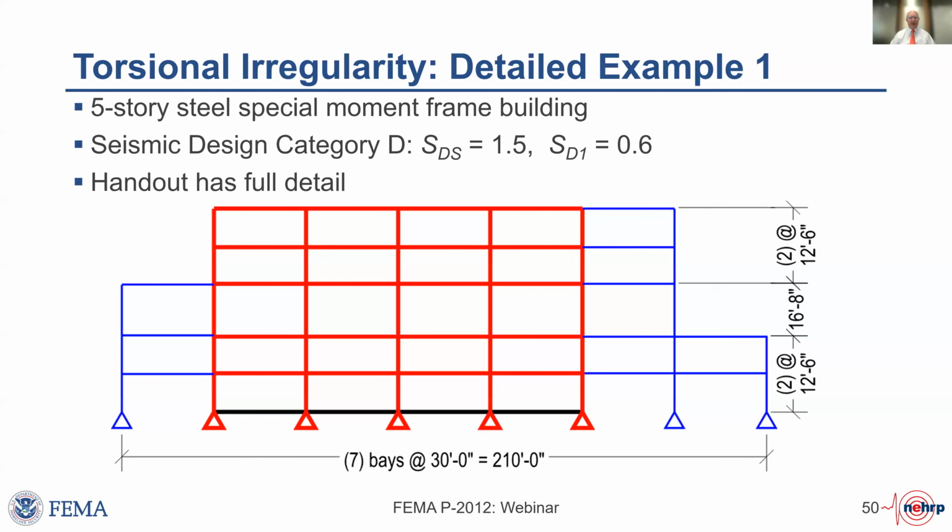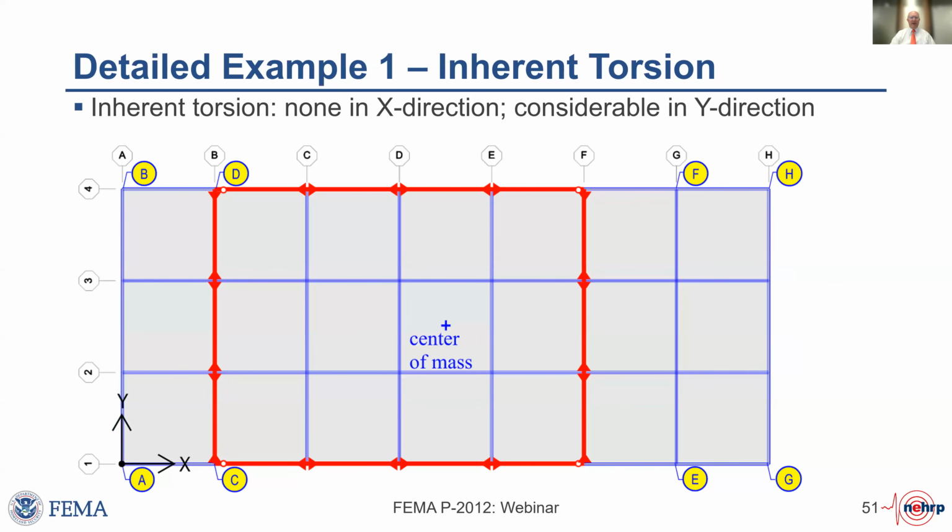So this is our first detailed design example. I think it's 4 or 5 pages in the handout. We're just going to go over a summary of the results. This is a 5-story steel moment frame building in a high seismic area. You see in elevation the layout of the system. And then in plan, you see the layout of the system.